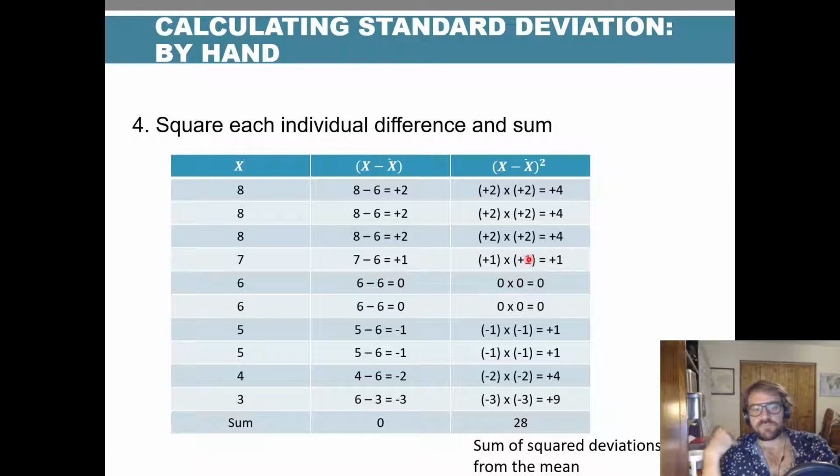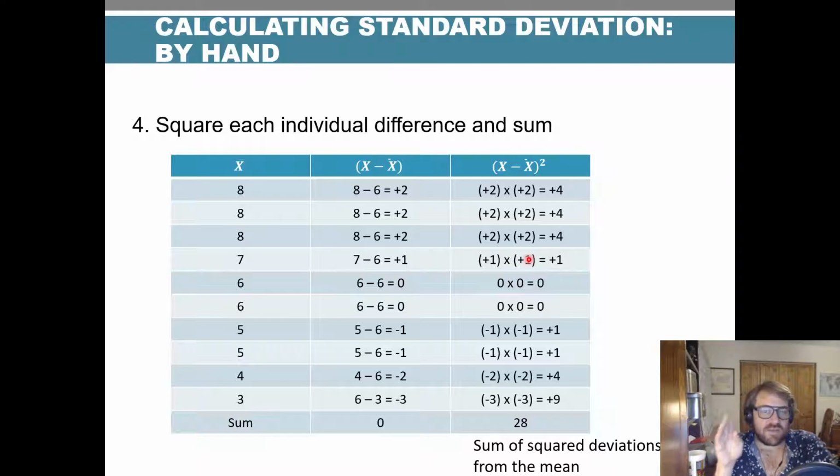So 2 squared is 4. 1 squared is 1. 0 squared, 0. Negative 1 squared, hey, that's 1 as well. Negative 2 squared is 4, and negative 3 squared is 9. And then when we sum those squares, remember, sum of squares, these are things that are going to come up again. The sum of the squares is adding up all those square deviations from the mean. And in this case, it's 28.